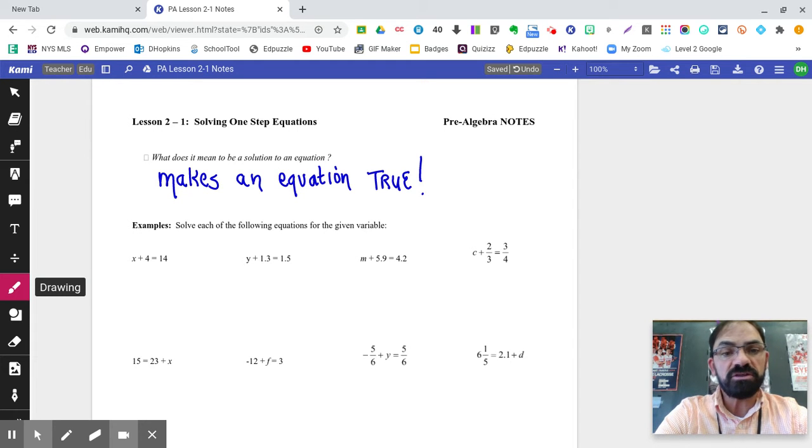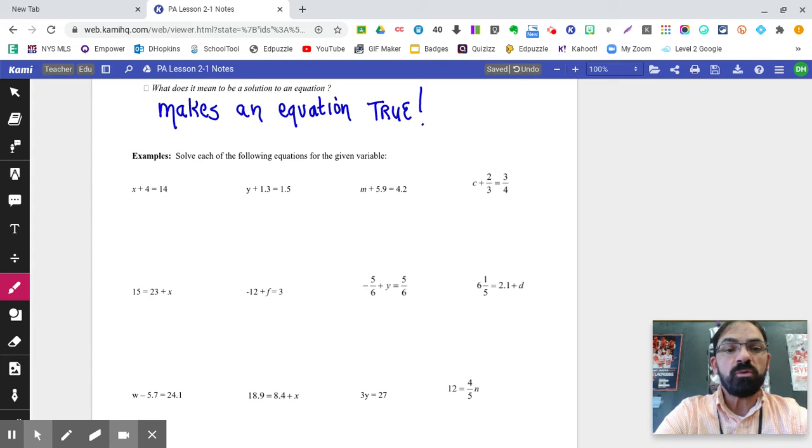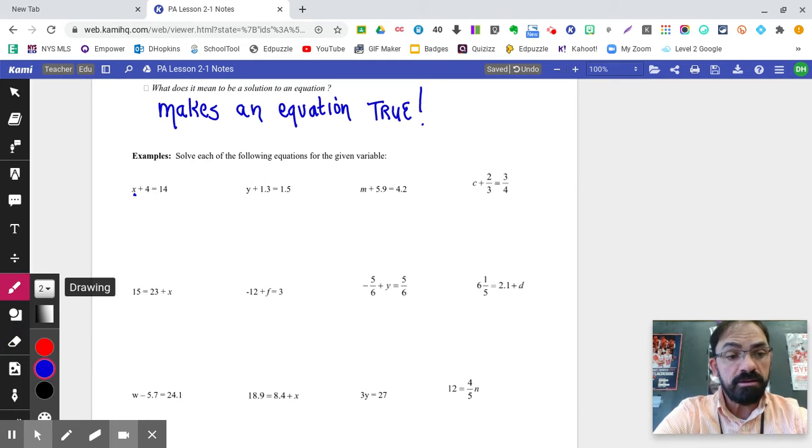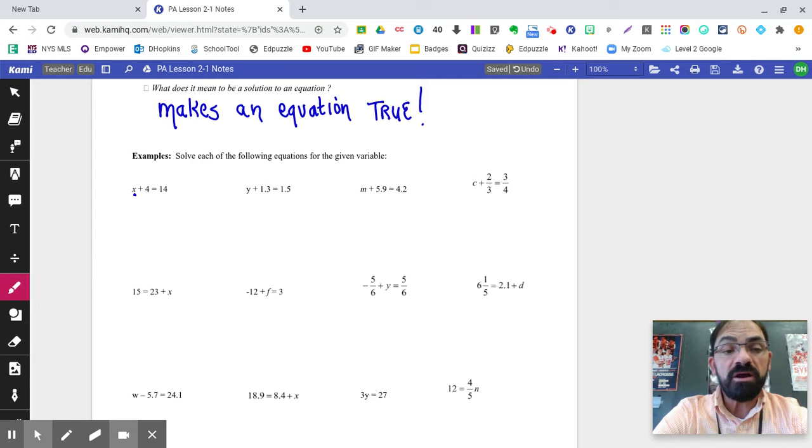It says solve each of the following equations for the given variable. So the first thing we want to do is locate our variable. Right here, the x. So we want to find out what is on the same side of the equal sign. I have students that normally like to draw a line down from the equal sign. You can do that if you'd like. I will choose not to do that, but you can. And then from there, we say, what is on the same side as x? And when I say same side, I'm talking about the same side of the equal sign.